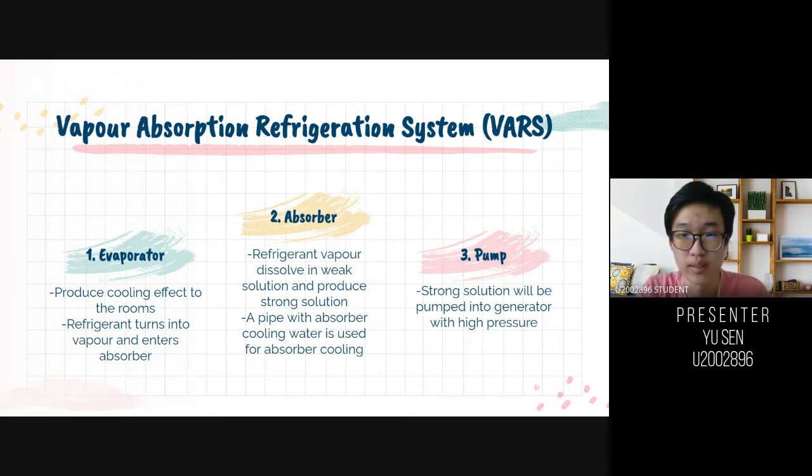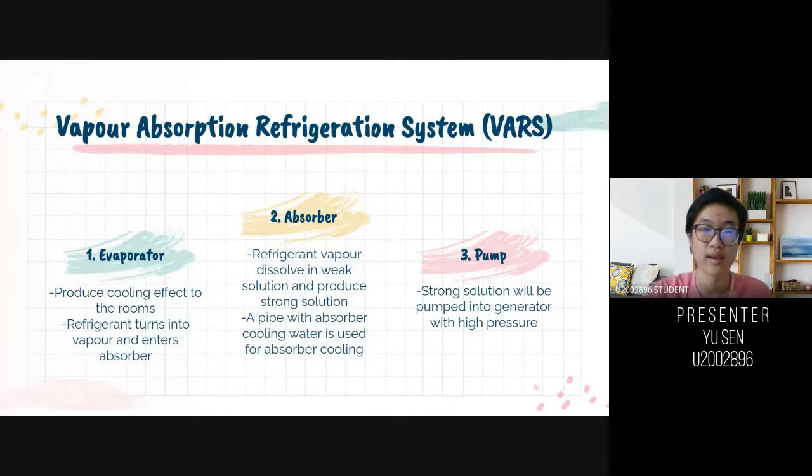VARS will start with the evaporators. The cold ammonia refrigerant liquid is channeled into the evaporators to produce a cooling effect to the rooms. Refrigerants will turn into vapors after absorbing the heat from the surface of the evaporator's coil, and it will flow into the absorbers with low pressures.